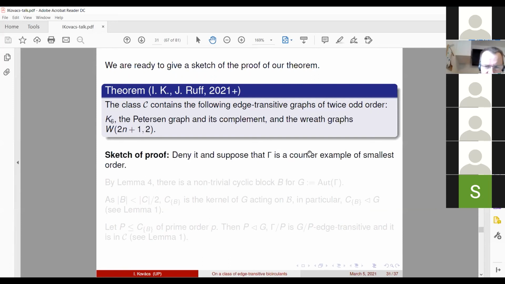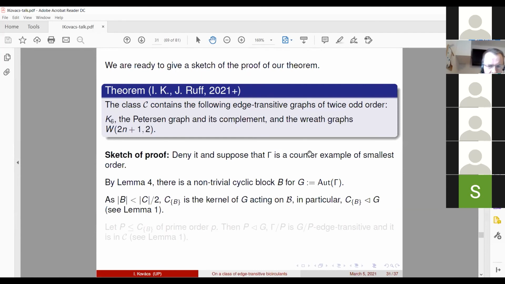So suppose that one still exists, and take the counterexample of the smallest order. So the order is larger than 10, and this is the smallest possible. And now by the lemma, we know that we have a non-trivial cyclic block B. You take the cyclic block. Now, because C has odd order, the block size is surely less than half of the order of C. And because of that, we observe that C contains a normal subgroup, namely the stabilizer of B, and C must be normal.